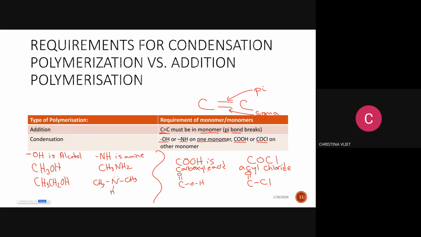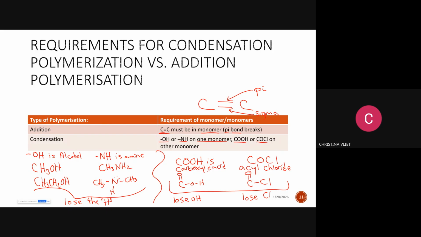And so the idea of what happens in a condensation is you're going to lose the H from one of these. So you lose the hydrogen from these, lose the H from these. And here, you're either going to lose OH from a carboxylic acid, and from the acyl chloride, you're going to lose the chlorine. And then as you take those little groups away, you're going to combine your molecules.